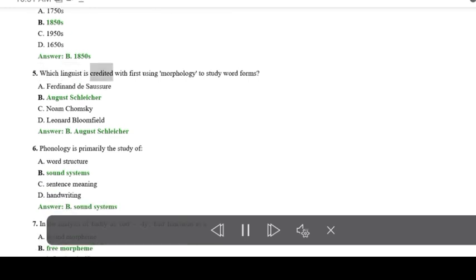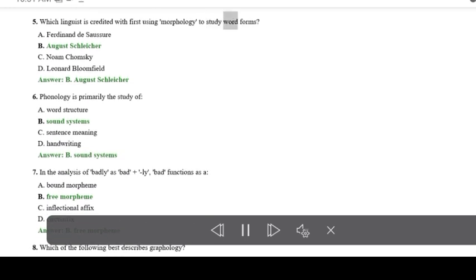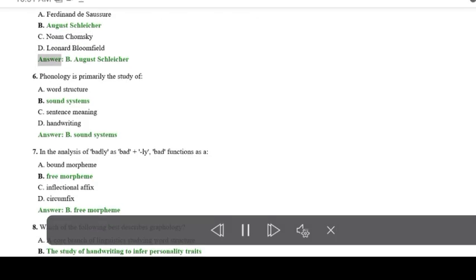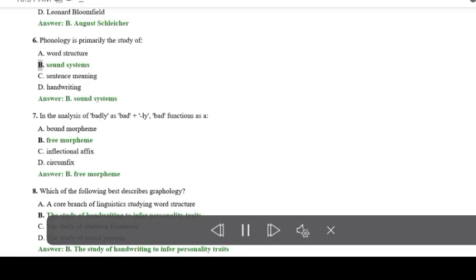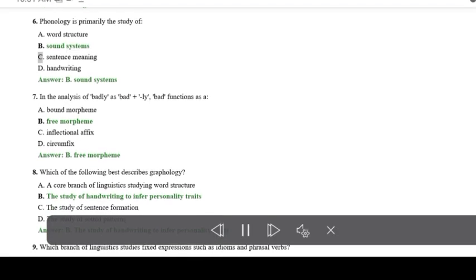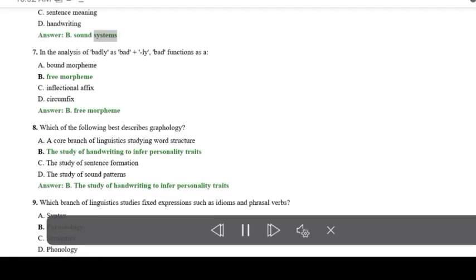5. Which linguist is credited with first using morphology to study word forms? A. Ferdinand de Saussure. B. August Schleicher. C. Noam Chomsky. D. Leonard Bloomfield. Answer, B. August Schleicher. 6. Phonology is primarily the study of A. Word structure. B. Sound systems. C. Sentence meaning. D. Handwriting. Answer, B. Sound systems.